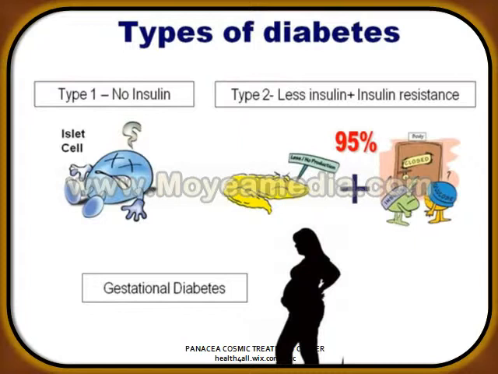Gestational diabetes develops in 2 to 5% of all pregnancies but usually disappears when a pregnancy is over. Women who had gestational diabetes are at increased risk for later developing type 2 diabetes. Let us understand these types in more detail and their causes.